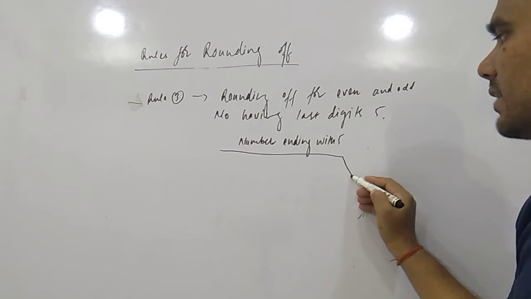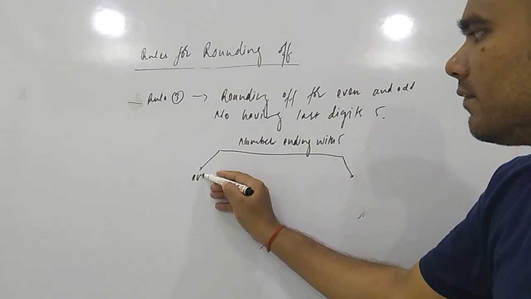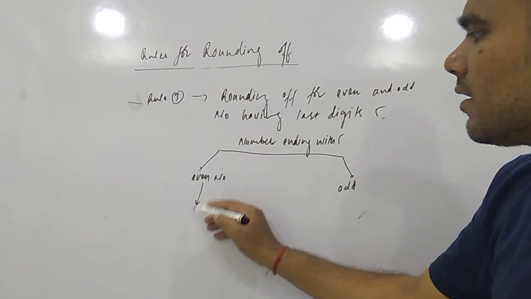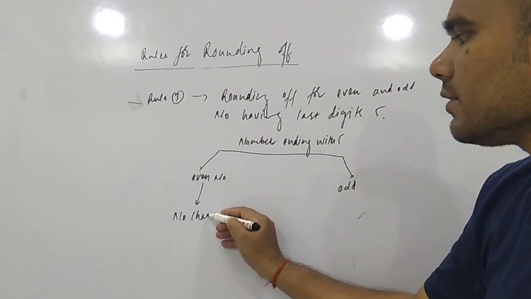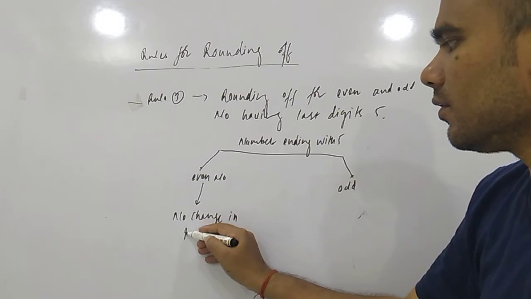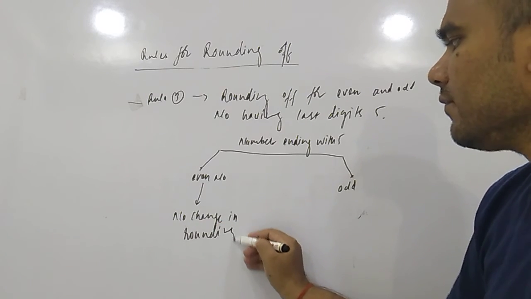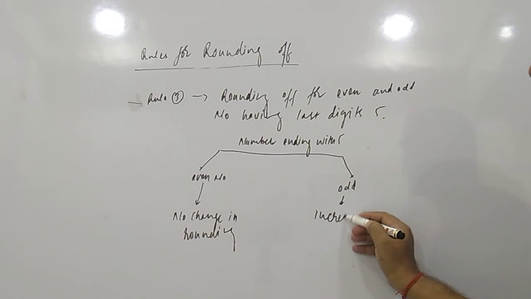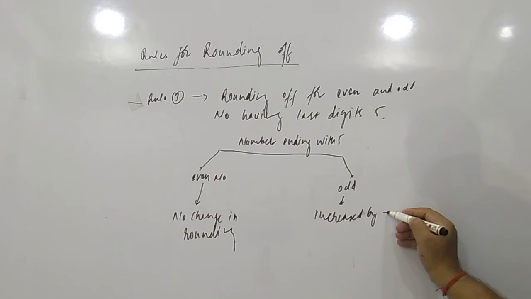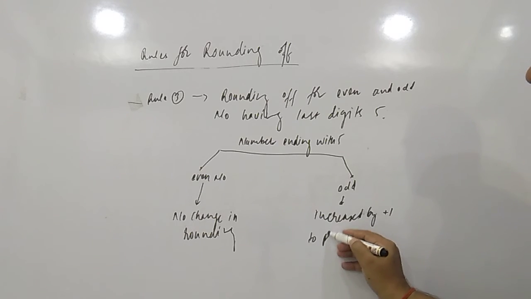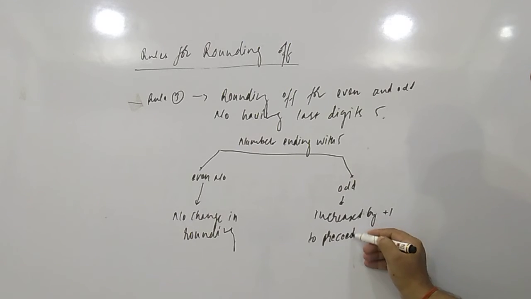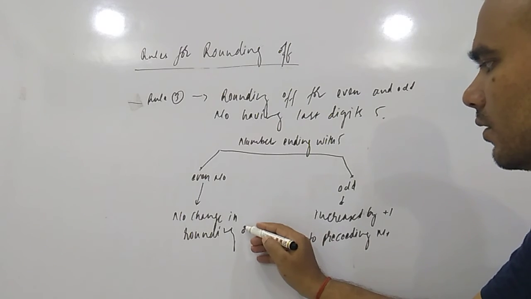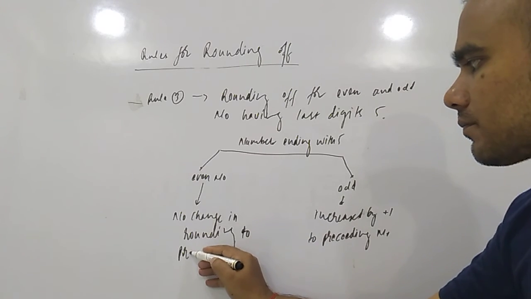A number ending with 5 can be an even number, and an odd number is also possible. In the case of an even number, there is no change in the rounding. And if it is an odd number, then increase the preceding number by plus 1.